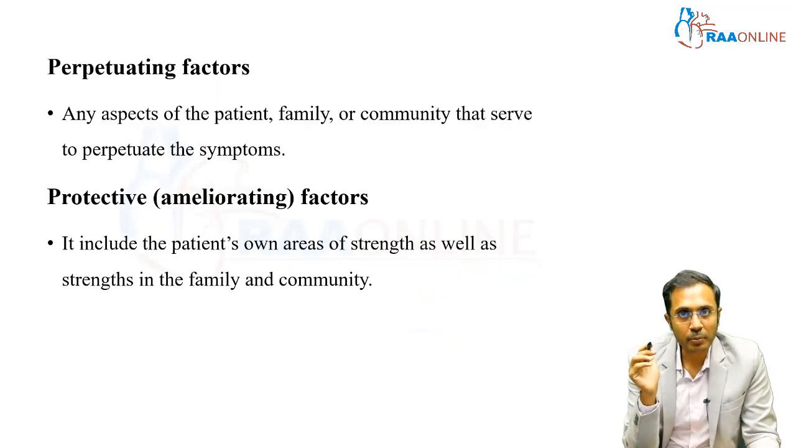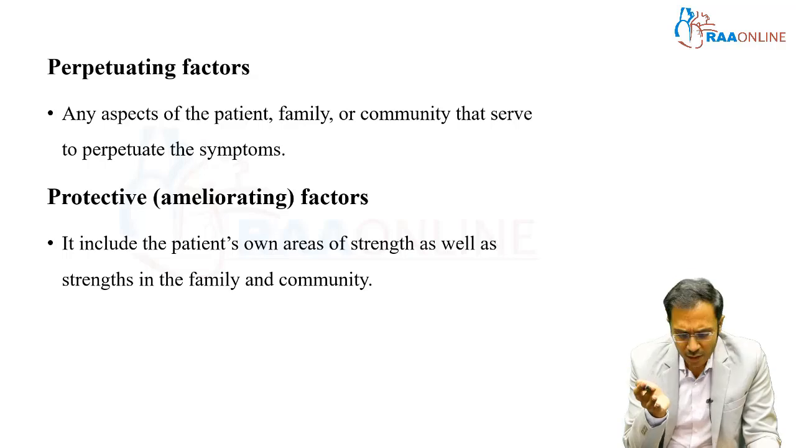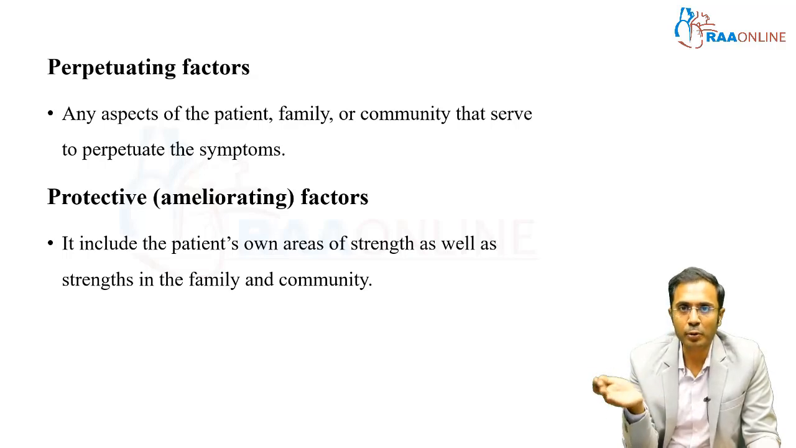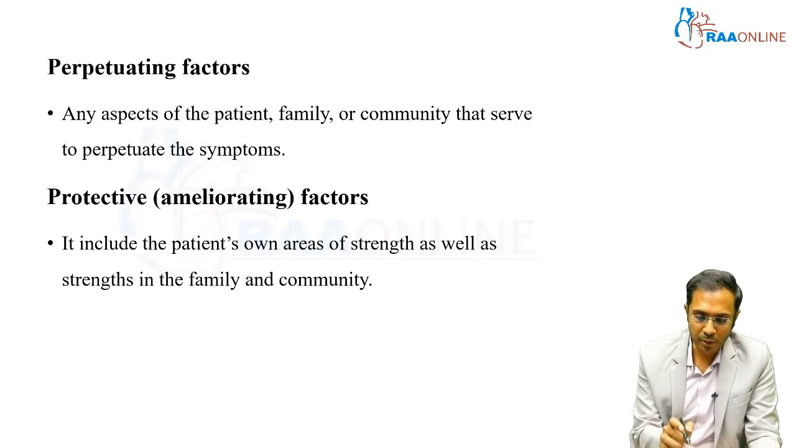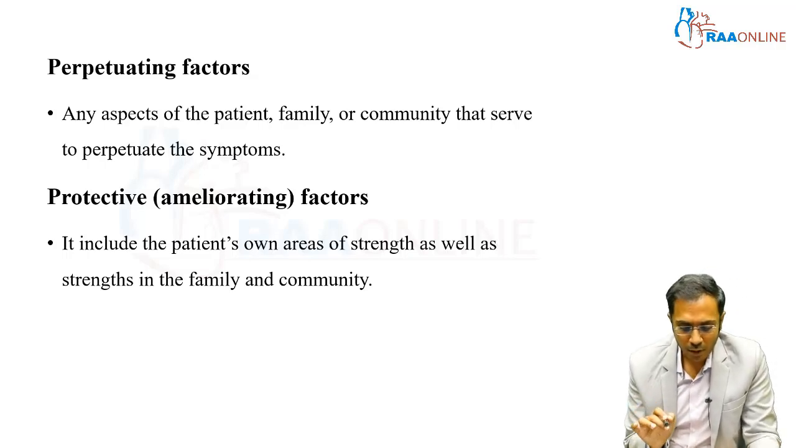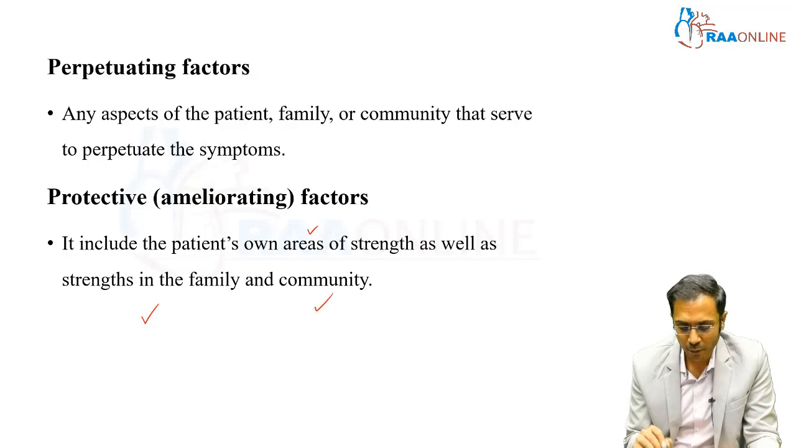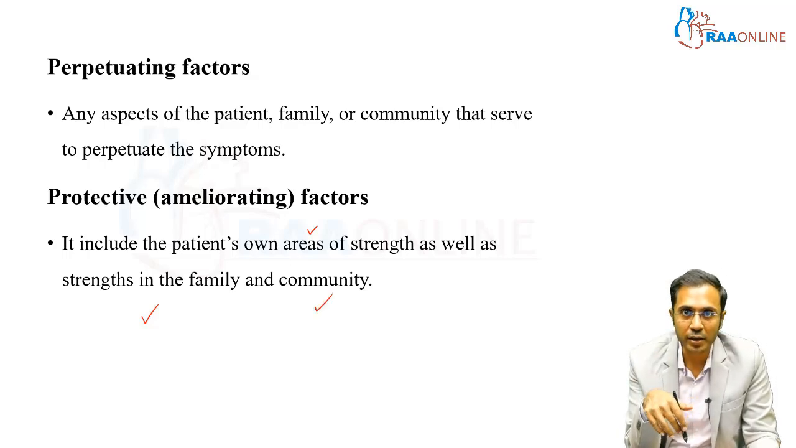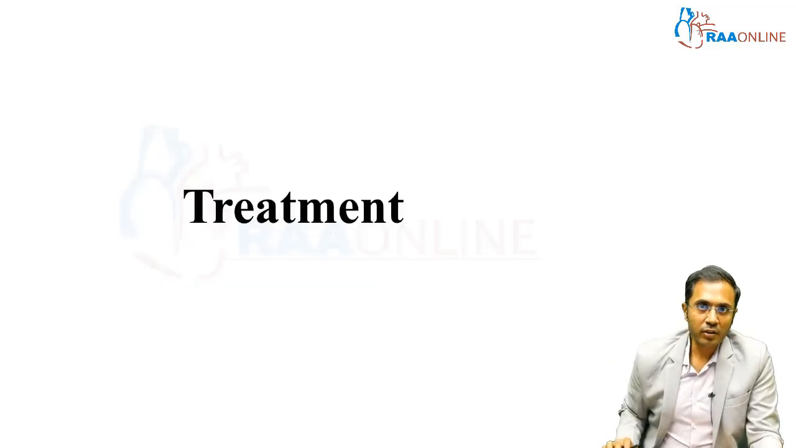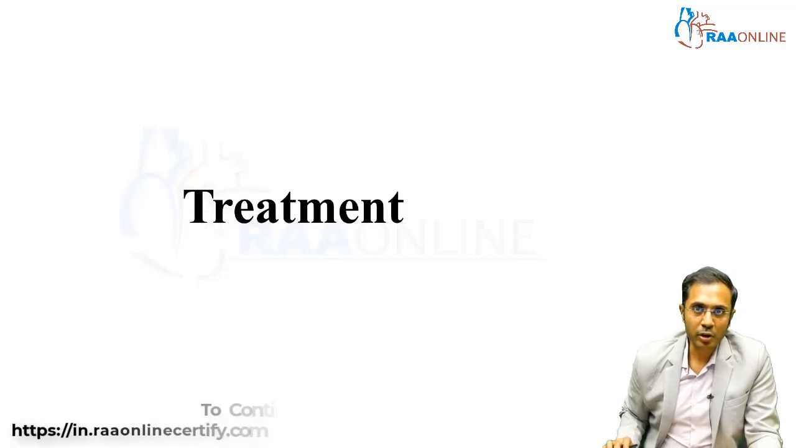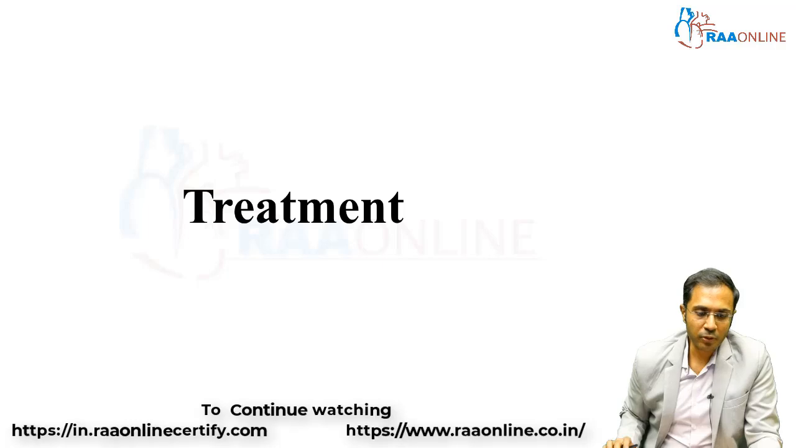Perpetuating factors are any aspects of the patient's family or community that serve to perpetuate the symptoms, that is, continue the symptoms. They prevent the patient from getting out of anxiety. Basically family environment and the patient's own personality and temperament perpetuate the symptoms. And protective: what are the factors that are protective against anxiety? Areas of own strength, support from the family and support from the community. These 4 P's are important in the management of anxiety disorders. So we will move on to the treatment. This is the clinical assessment, basically coming to a biopsychosocial formulation and finding the predisposing, precipitating, perpetuating and protective factors before moving on to the treatment.